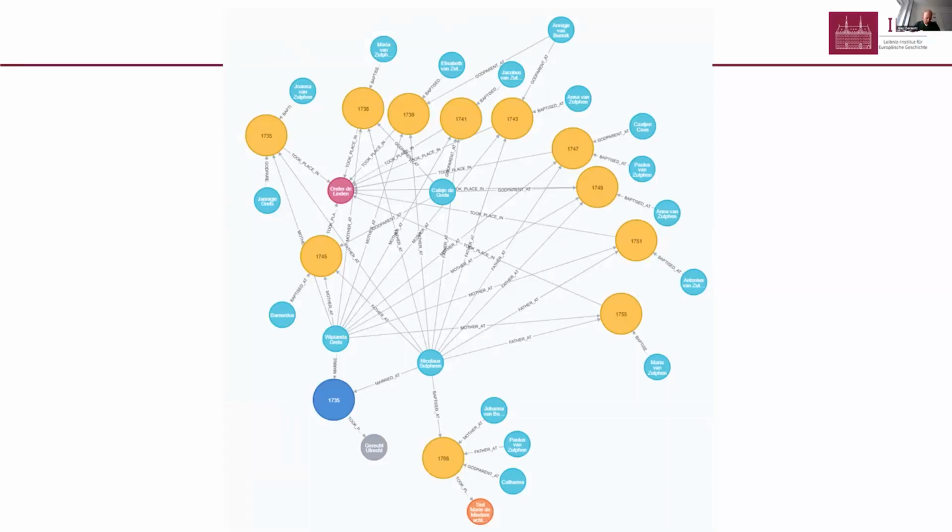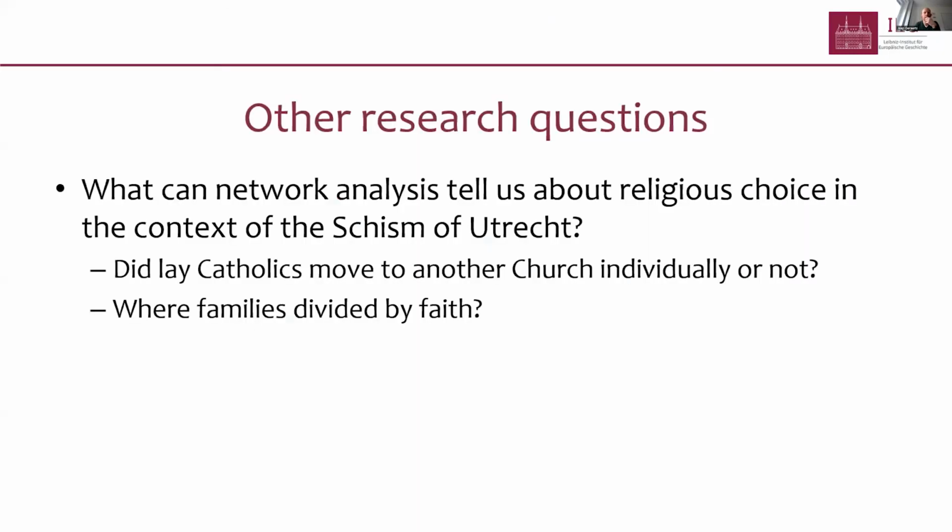Now, already at the very start of the project, I knew that I was also interested in asking some other questions and applying network analyses to this kind of data, to see whether it could help me uncover some other dimensions of religious choice within the context of the Schism of Utrecht. So one important question is, did lay Catholics move to another church individually or not? Did they move, for instance, as part of larger collectives, of families, of lineages? Or was it not the case? Were families divided by faith and so forth?